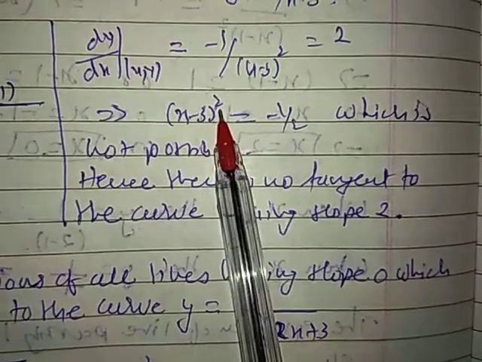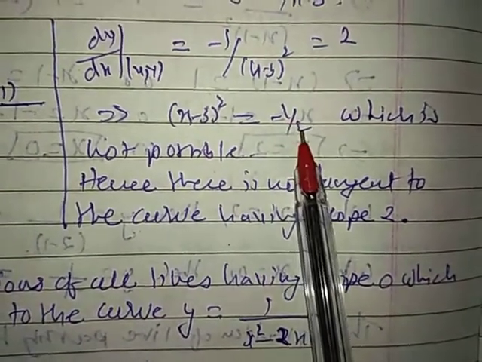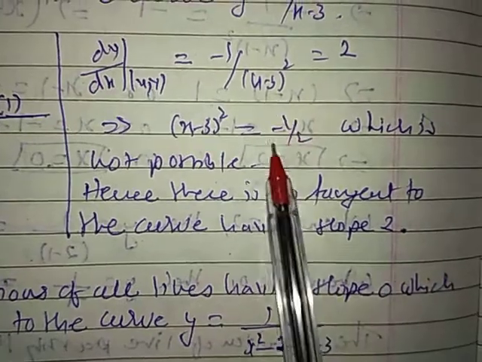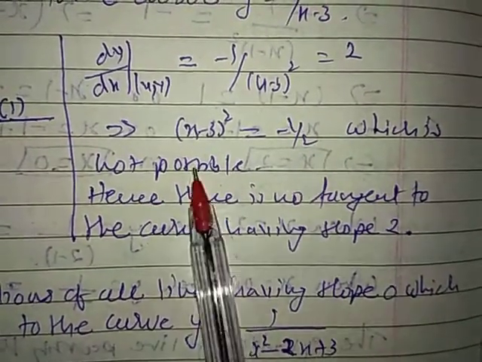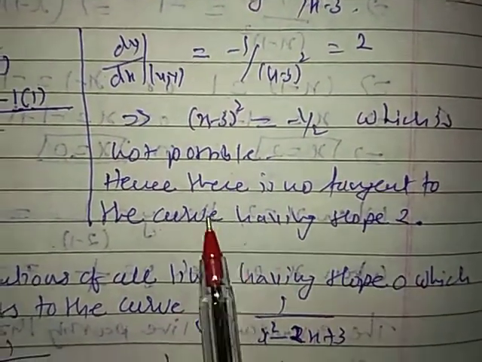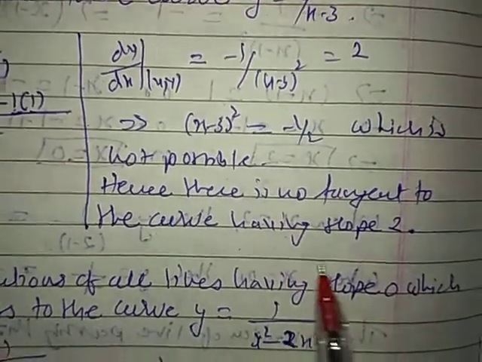(x minus 3) whole square is equal to minus half. But we cannot take the root of minus half, therefore we can write it as not possible. Hence there is no tangent to the curve having a slope 2.